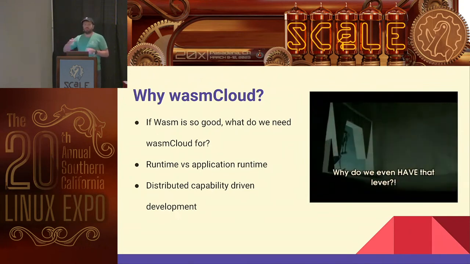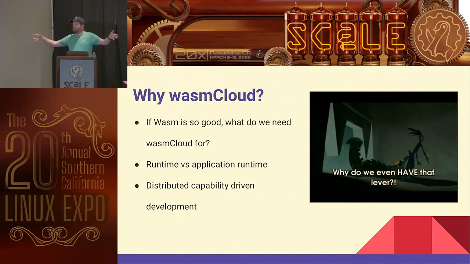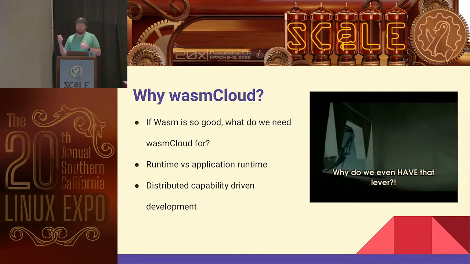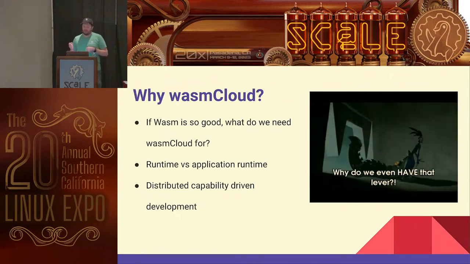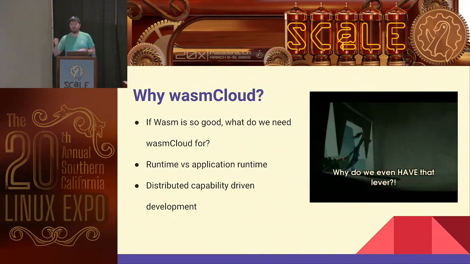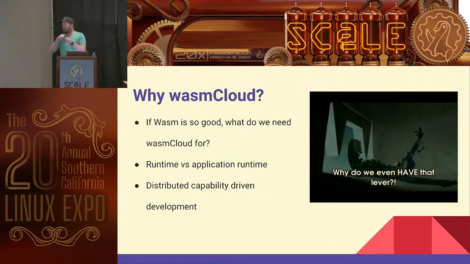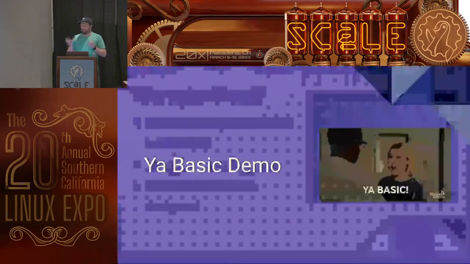An application runtime is something that can actually run an application at scale, and do it between different things. And what Wasm Cloud really focuses on is distributed capability-driven development. So those components that I was mentioning before, we do that at a distributed level and not just at a code level, plugging it together. So that's a little bit about Wasm Cloud.